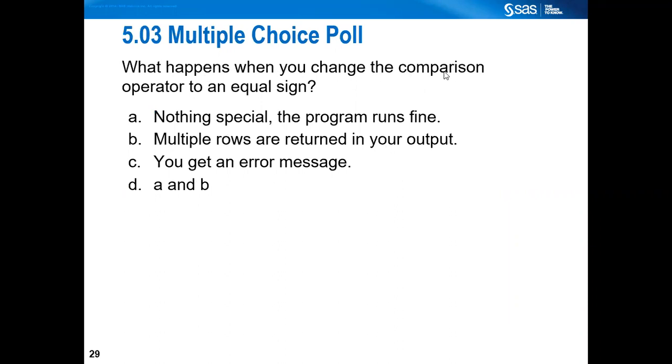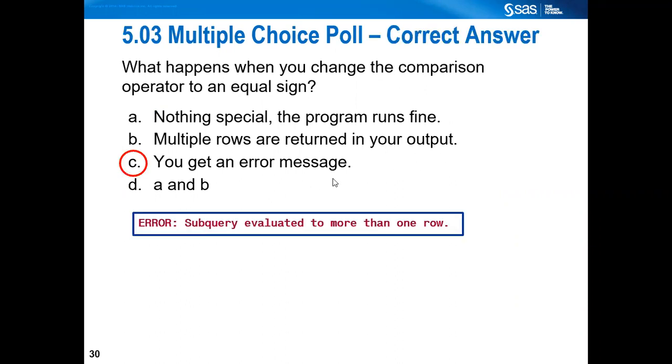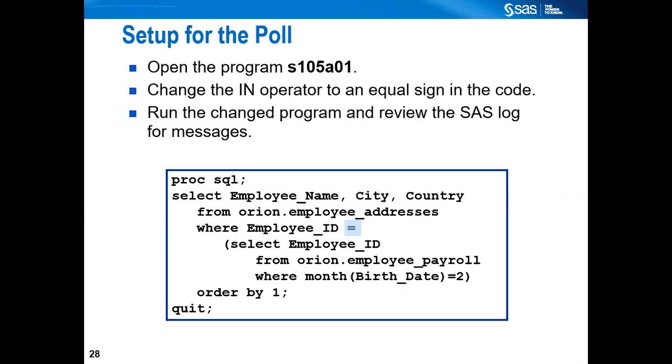So what happens when you change the comparison operator to a single sign? This is what it's telling: multiple rows are returned in your outer query, so you get an error message. It's telling subquery evaluated to more than one row. Obviously, it's the IN operator, where IN works on multiple values.